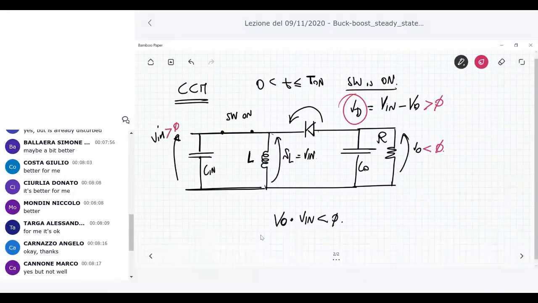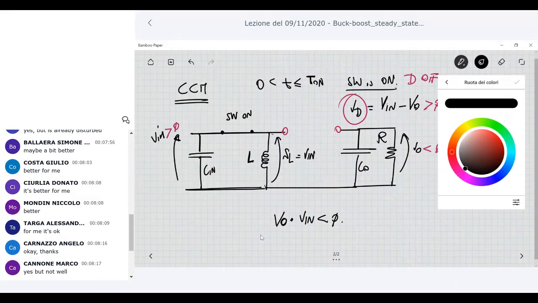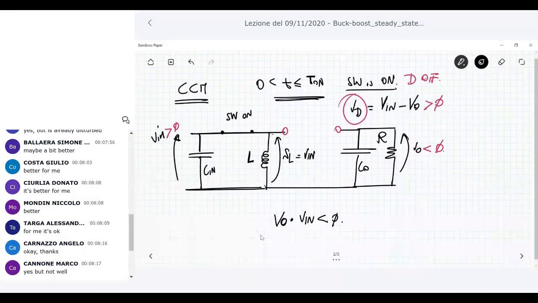which is able to put the diode in off state. The diode is interdicted. The diode is off. If the diode is off, we can cancel it out from the circuit. So the circuit is exactly this one during the time interval which is T on.